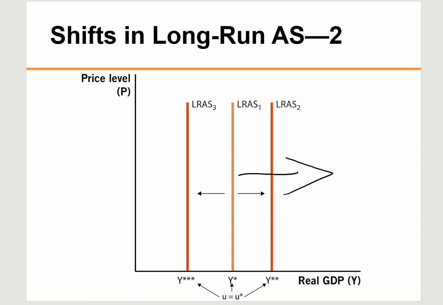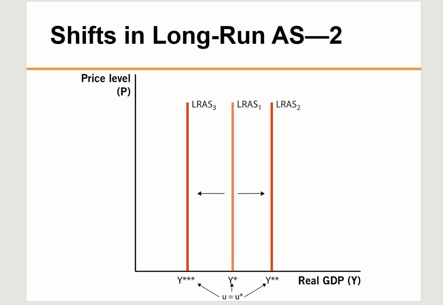And with a rightward shift, your natural rate of unemployment will stay the same. Because remember the natural rate of unemployment, if you go back to your chapter 20, I believe. The natural rate of unemployment is always positive, because there will be frictional unemployment, there will be structural unemployment, so those do not change.